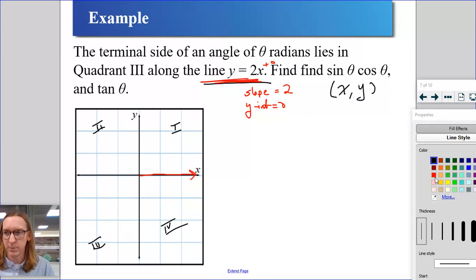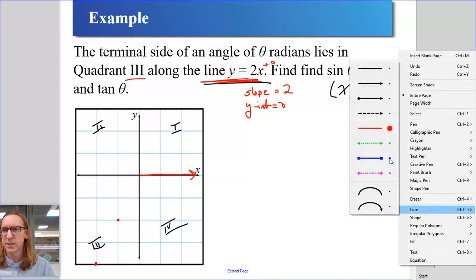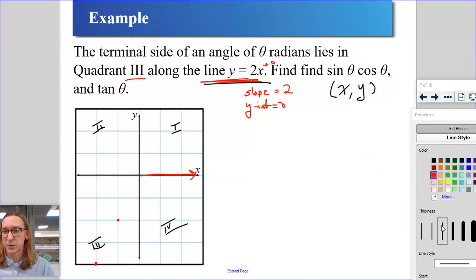So the y-intercept is 0 here. And up 2 over 1 is the slope, but that puts me into the first quadrant. This terminal side is in the third quadrant. So let's go down 2 and over 1. And I could even go down another 2 and over another 1. And I've plotted myself some points that the terminal side passes through. And I'll use the nice straight line maker so it looks a little better. It passes through that coordinate, and it passes through that coordinate.